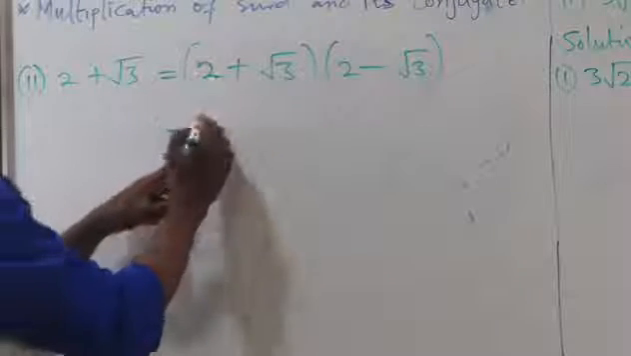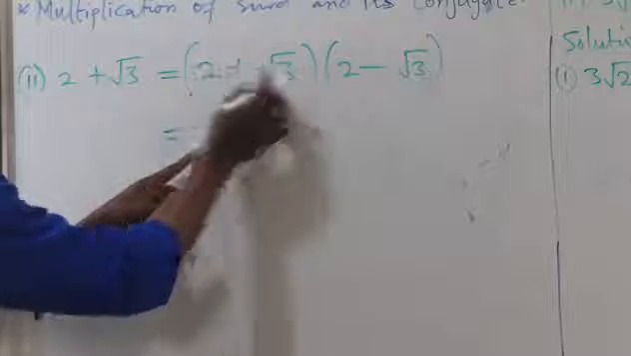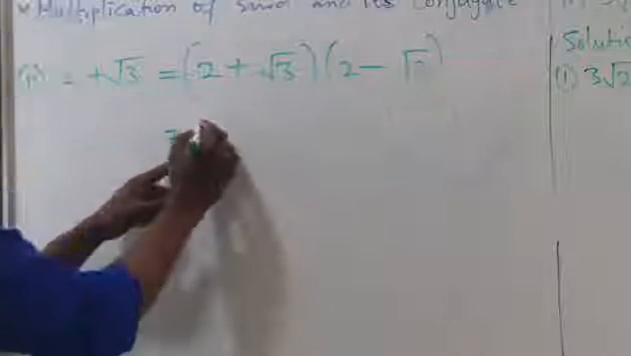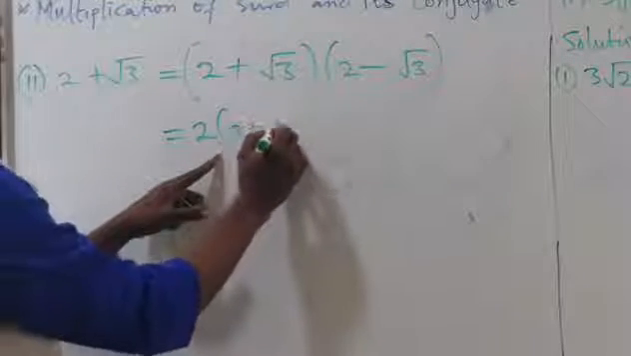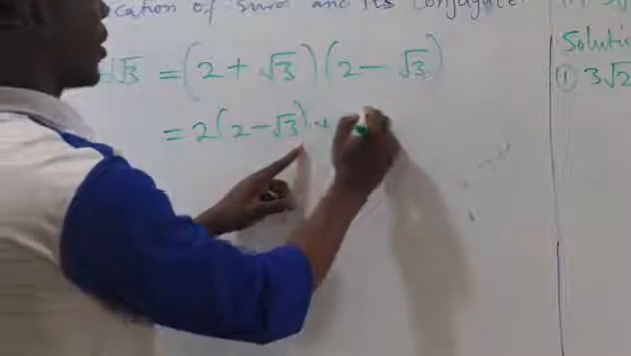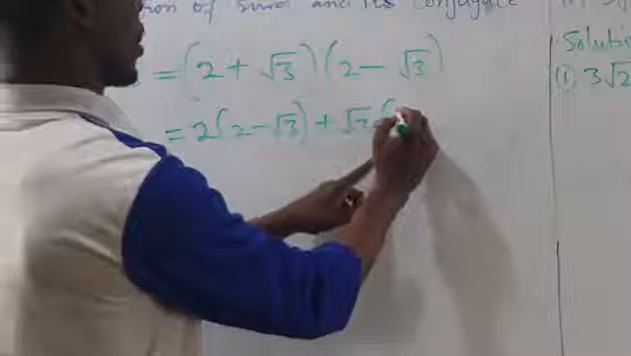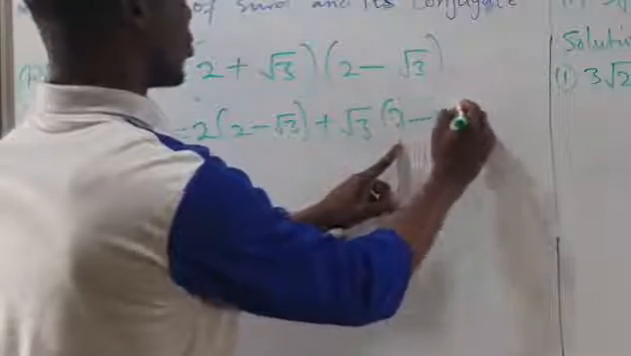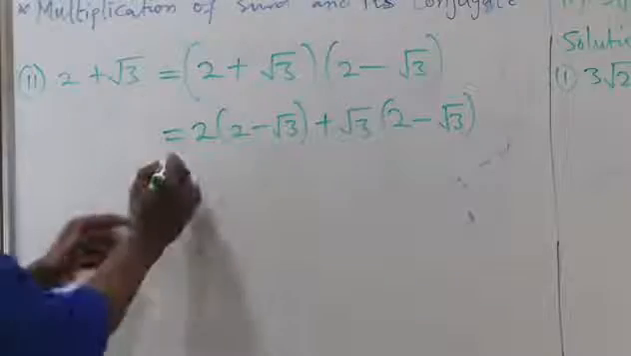So we have 2, the first 2 here in the first bracket, multiply the second bracket. That is 2 into 2 minus root 3. That was the first one. Then plus root 3 multiplied by the second bracket as well, which is 2 minus root 3. So we now open the bracket.